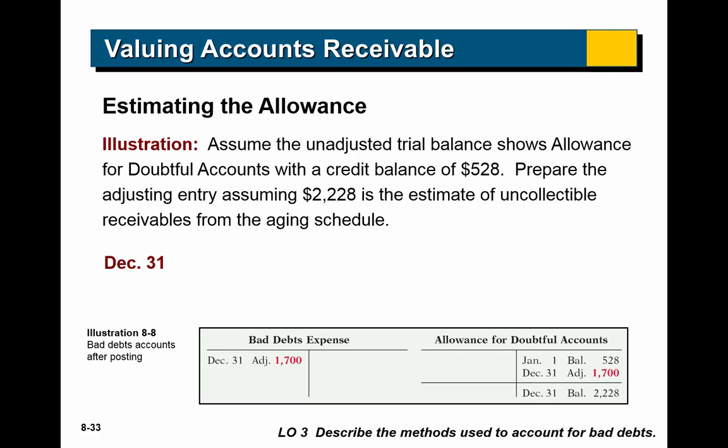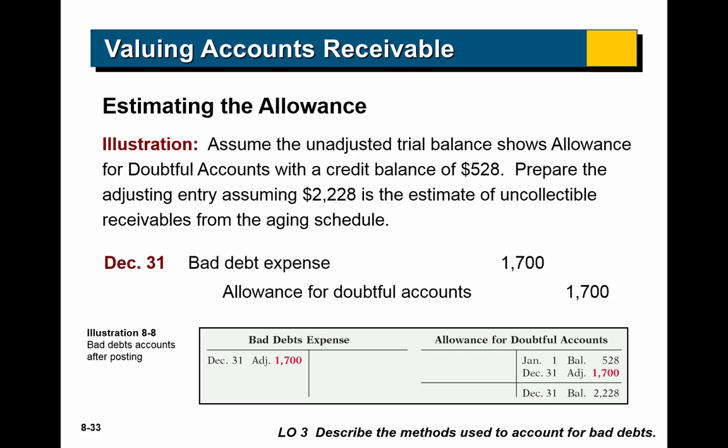So you take the $2,228, subtract the $528 that's there, and that tells you the amount of the adjustment. So by adjusting the account by $1,700, that brings the balance up to $2,228, and that's the amount of their expense, $1,700. And there's the journal entry.